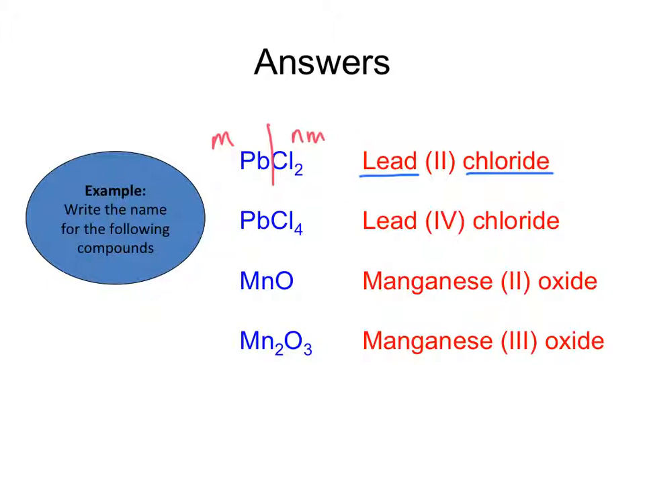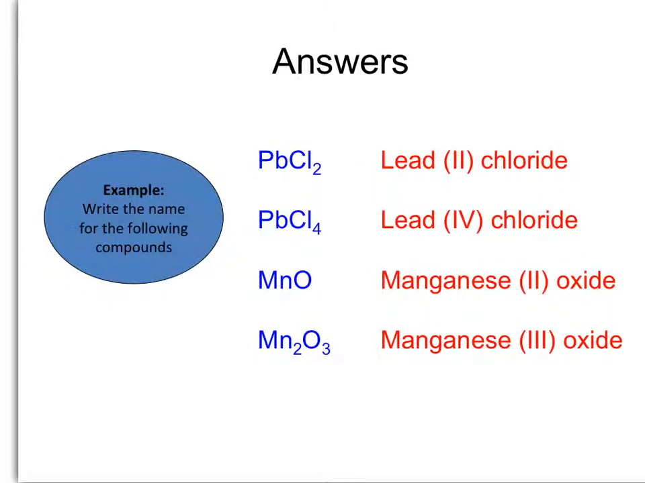Because lead is a transition metal, we do need to figure out its charge. So we're going to go to the periodic table. We're going to grab the charge of the negative ion, which is chlorine. That's a -1. So this lead has to be a +2 in order for these to equal 0. Since there's only one of them, this will be lead 2 chloride.